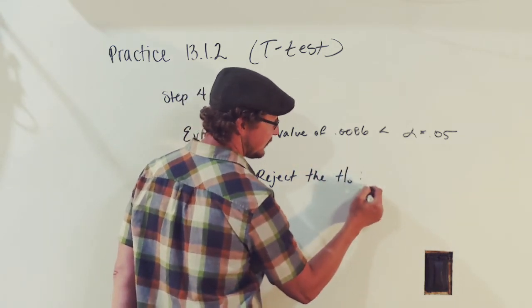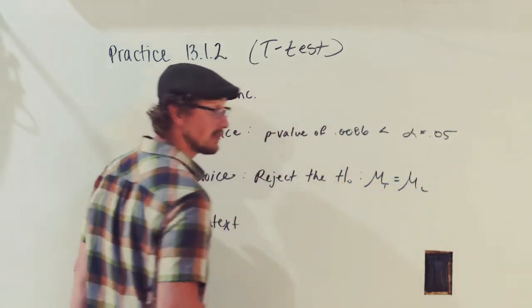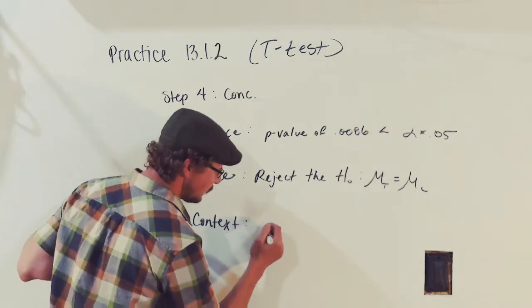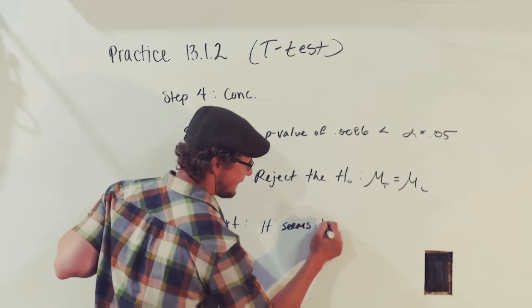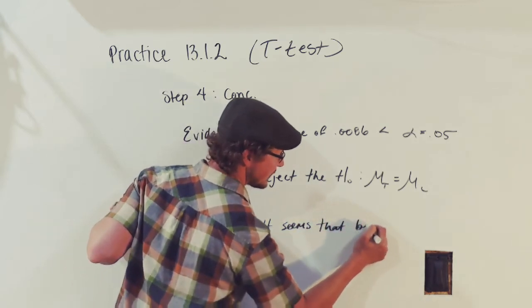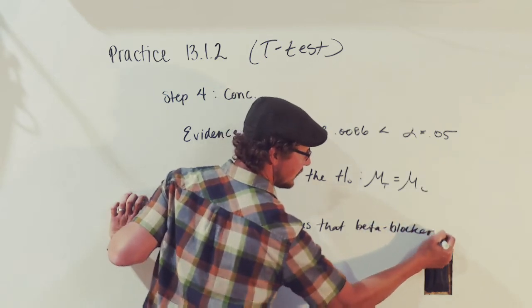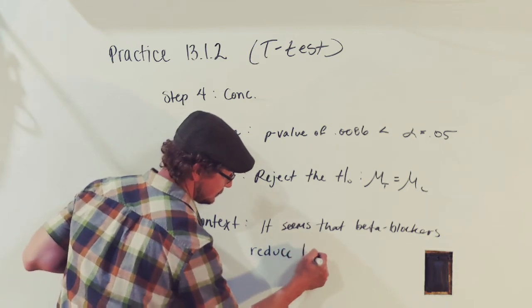And what was the null hypothesis? That the treatment group and the control group were the same. So we reject that. That's not the case. So what's the deal here? It seems that we're talking about beta blockers. Beta blockers reduce heart rate.